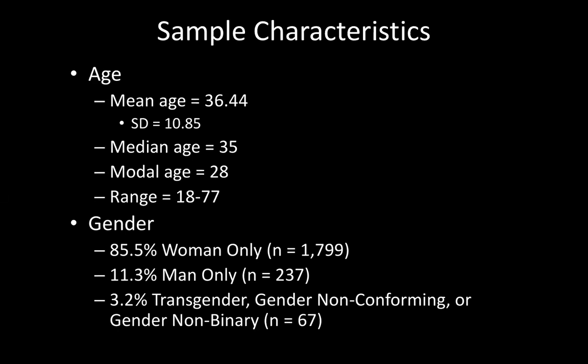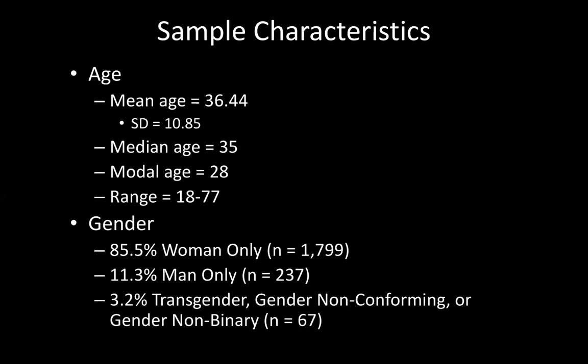When we look at gender, we have 85.5% who indicated that they are woman only. So they checked woman and cisgender or just woman in the options. 11.3% said that they were man only. So same thing, man and cis or just man. And then 3.2% of the sample fell into one of the other categories. So that could be transgender, gender nonconforming, gender non-binary. We kind of lumped all of those folks into a single group, and we can talk more going forward if there are subgroups of that you think are interesting or ways in which we want to lump people differently.